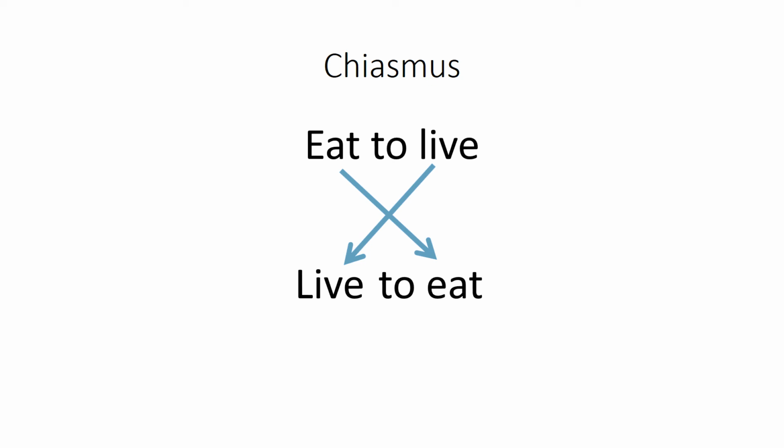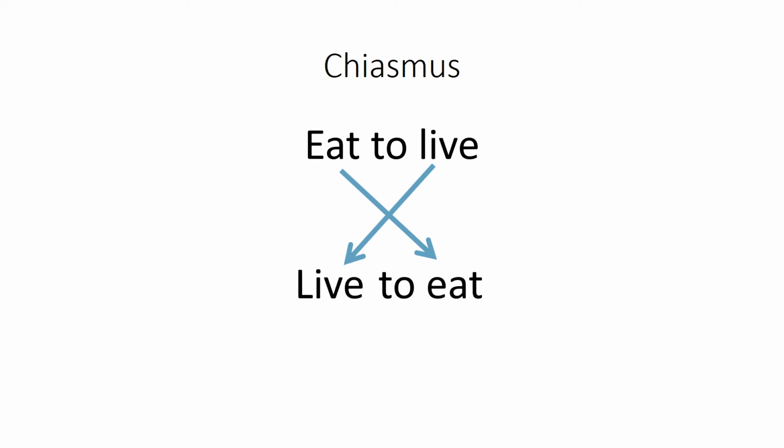So eat to live meant survival, but live to eat means something totally different. It means I'm trying all the greatest foods now, going to the best restaurants, I'm a glutton. That is a very different meaning. And that is what chiasmus is. It reverses the clause's order to achieve a reverse parallelism. So different ideas by switching the order of the words. It's a really cool and powerful device. But that's how it works.